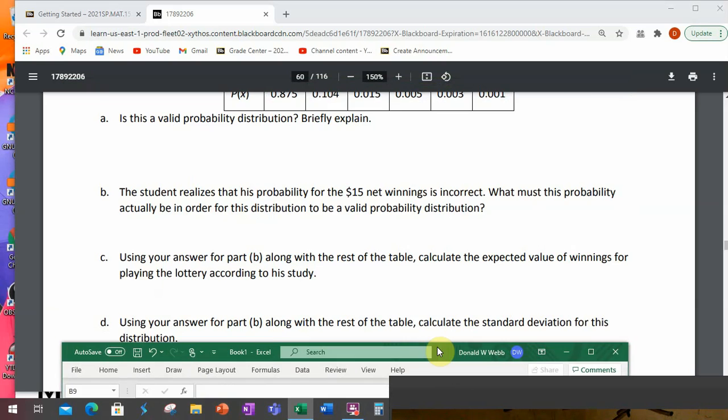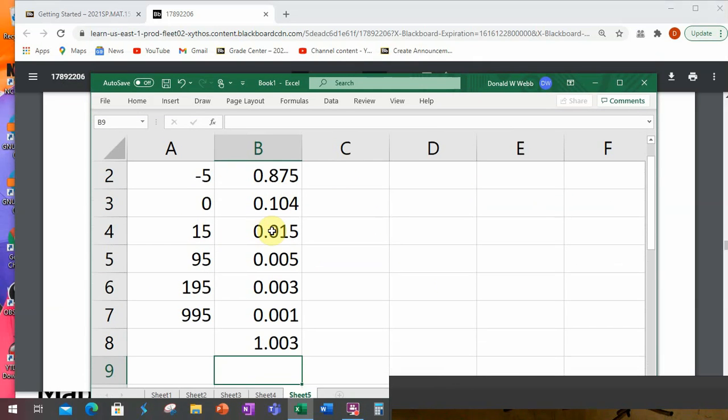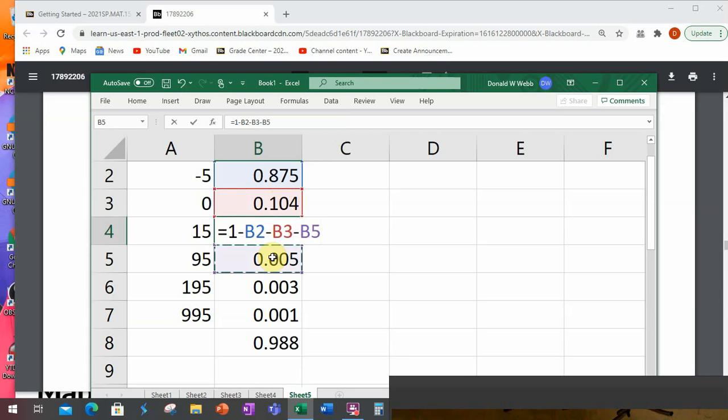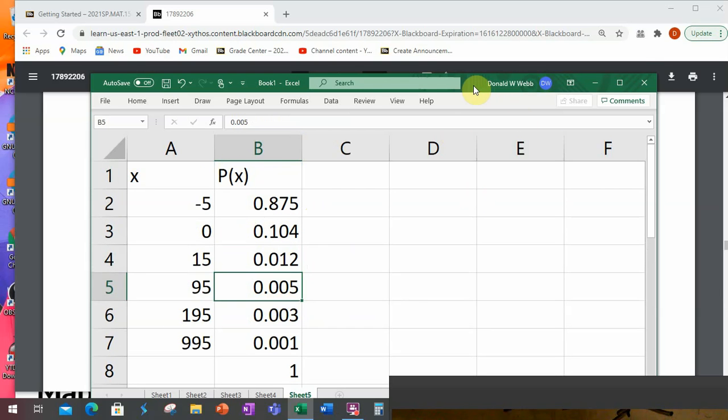Okay, so the one for the $15, this is wrong. It needs to be 1. Everything needs to sum to 1. And then I need to subtract off all of these: minus this one, minus 0.104, minus 0.005, minus 0.003, minus 0.001. That needs to be 0.012 to get everything to 1. Then this is a valid probability distribution.